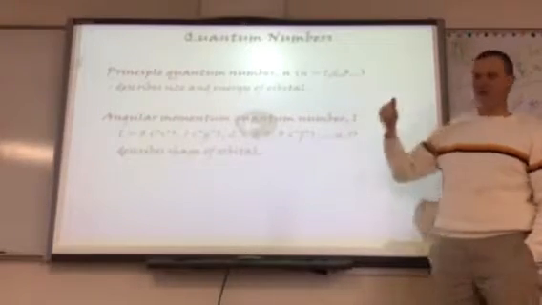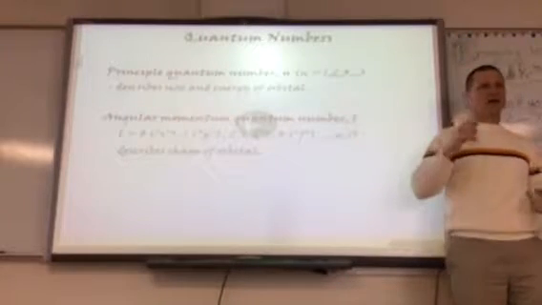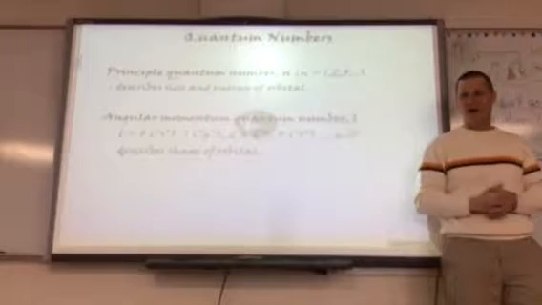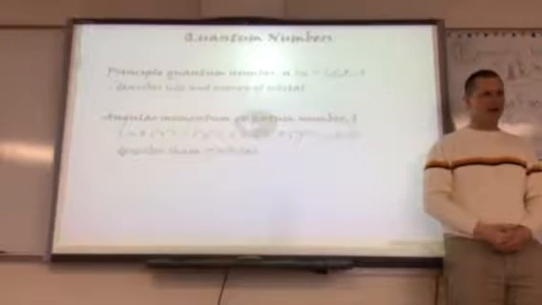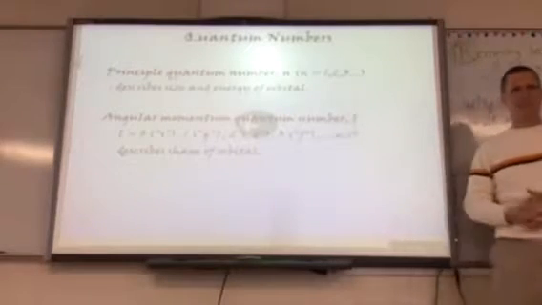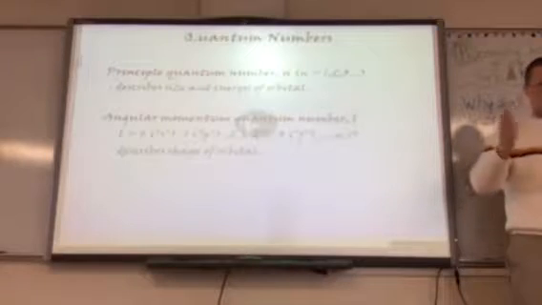Here's the first 2, the n value and the L value. The n is what we call the principal quantum number. It really just tells how far from the nucleus the electrons are. The bigger the n, the farther out it is. This is very much like what Bohr's model had, where n represented the rings.